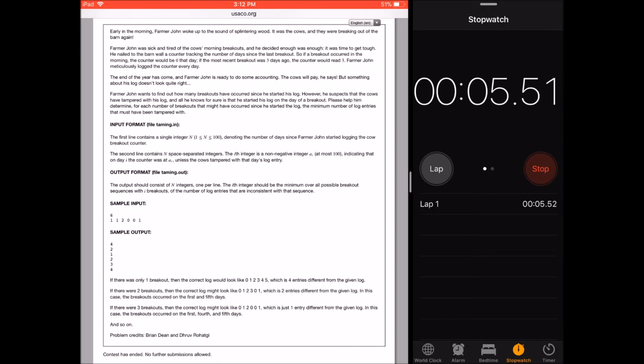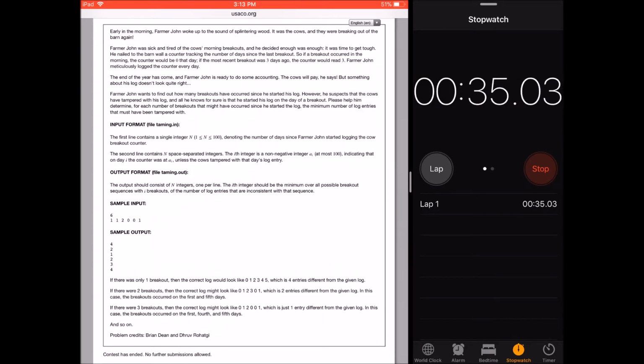Oh no. Farmer John was sick and tired of the cows' morning breakouts, and he decided enough was enough. It was time to get tough. Oh, that rhymes. He nailed to the barn wall a counter tracking the number of days since the last breakout. So if a breakout occurred in the morning, the counter would be 0 that day. If the most recent breakout was 3 days ago, the counter would read 3. Farmer John meticulously logged the counter every day.